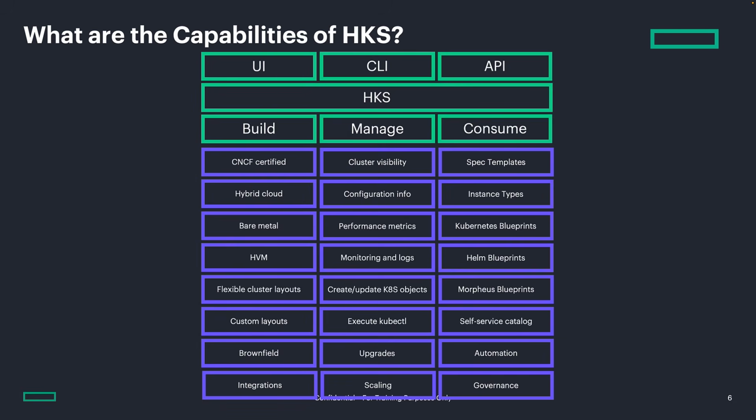For deploying workloads into HKS, you have multiple options including spec templates, instance types, Kubernetes blueprints, Helm blueprints, and Morpheus blueprints. All of these can be configured as self-service catalog items, simplifying the user experience. The catalog enables you to create a curated set of application services that can be deployed on any connected cluster.